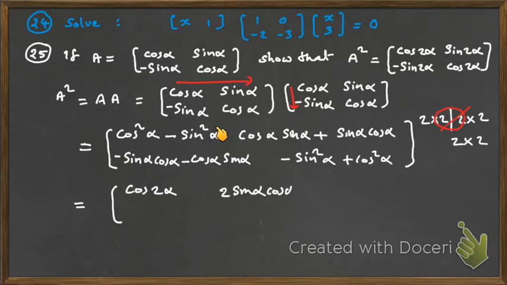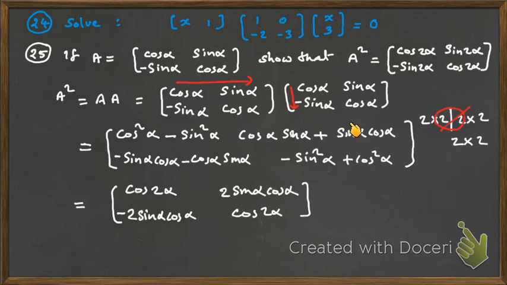Cos square alpha minus sin square alpha is cos 2 alpha. Sin alpha cos alpha plus sin alpha cos alpha is 2 sin alpha cos alpha. Minus sin alpha cos alpha and minus sin alpha cos alpha again is minus 2 sin alpha cos alpha. Cos square alpha minus sin square alpha has a formula, cos 2 alpha. So here I had cos square alpha minus sin square alpha, which is cos 2 alpha, the double angle formula. This is the same thing again.